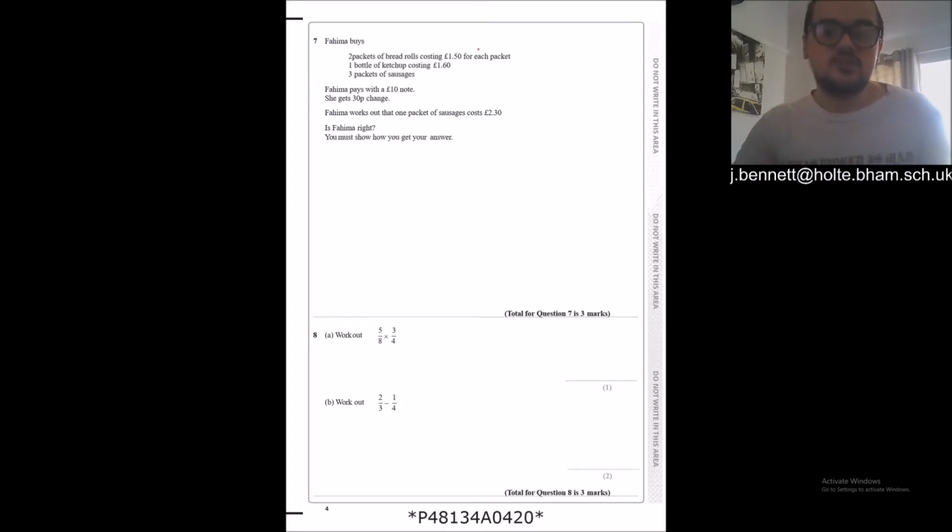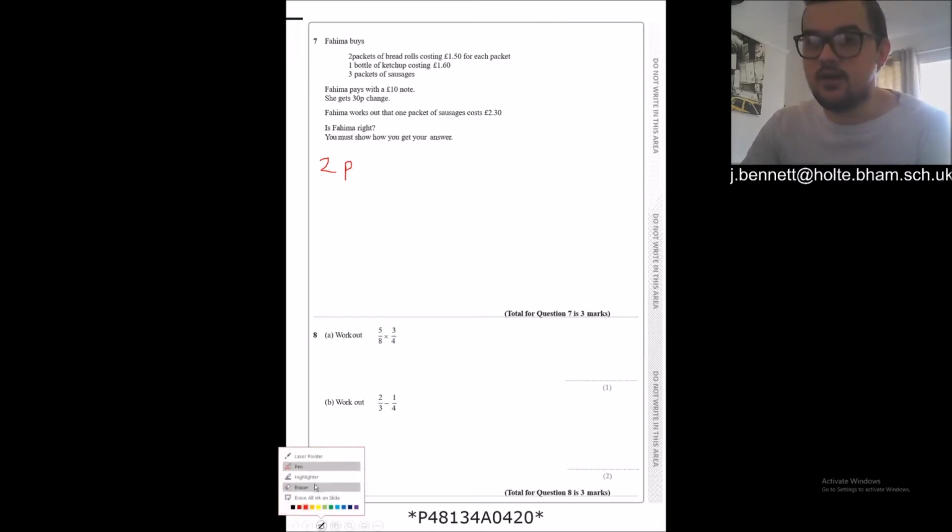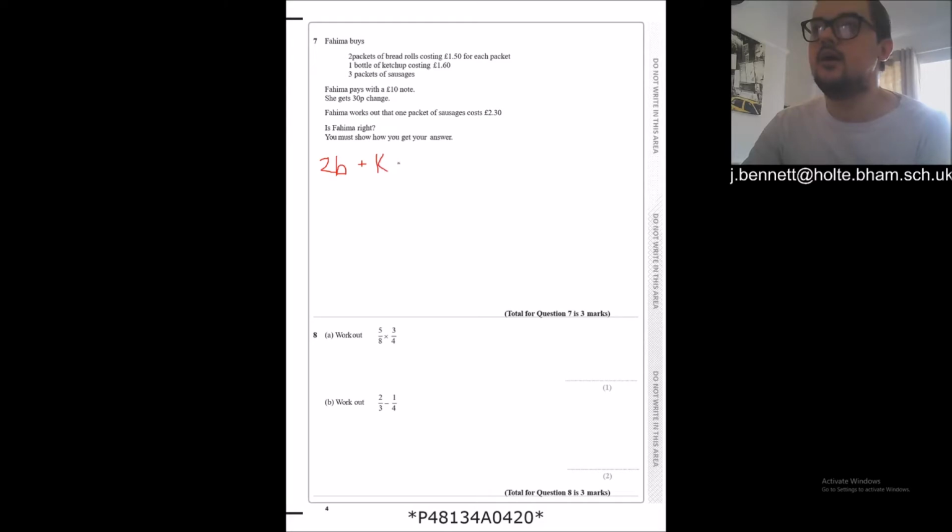So first thing I always do in these kind of questions, represent things algebraically. So 2 packets of bread rolls. So we're going to say 2p. So p means, oh wait, no, that's going to get confusing. Let's get rid of that p. Let's represent it as b. So 2 packets of bread rolls, plus 1 bottle of ketchup. So we're going to write a K. Plus 3 sausages. So we want to work out how much this is altogether.